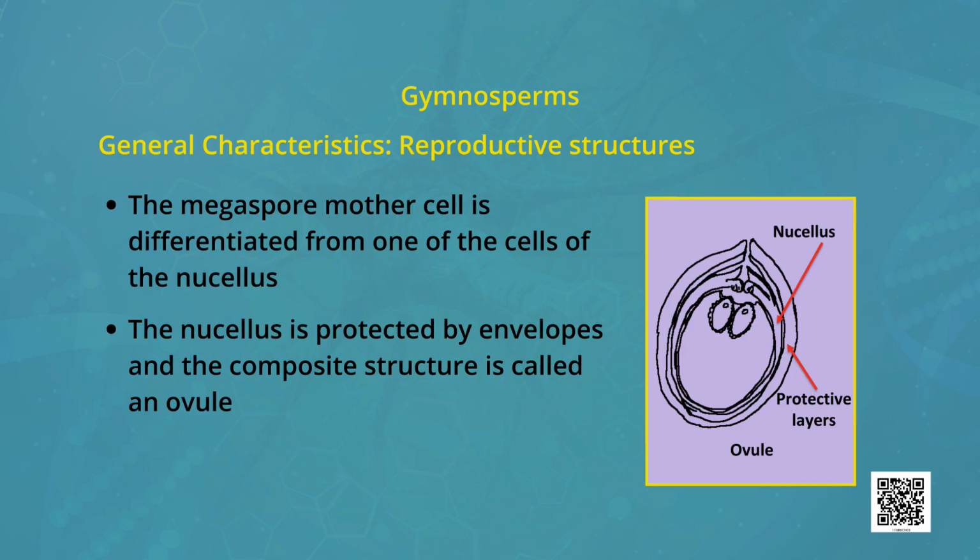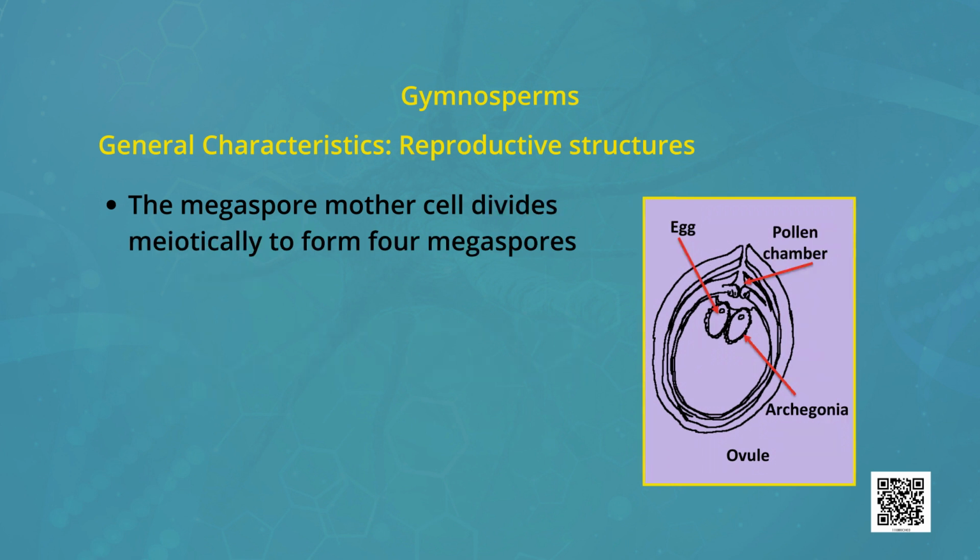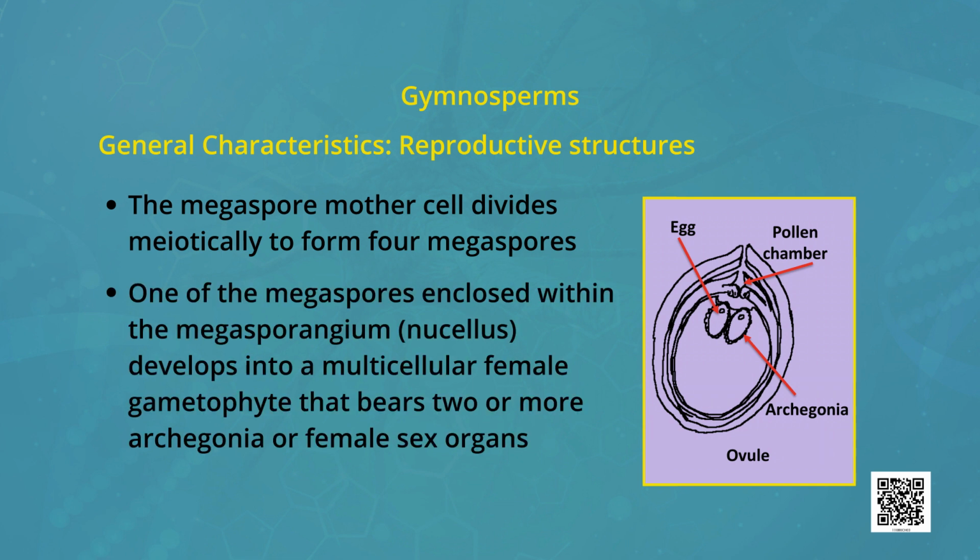As you can see in the diagram, within the ovule, which is also called the megasporangium, a megaspore is developed from one of the cells of nutritive tissue called nucellus. The whole structure is enclosed within protective envelopes. The megaspore mother cell divides meiotically to form 4 megaspores. One of these 4 cells develops into an egg cell. It is present within archegonia. There is a pollen chamber where pollen grains come and get deposited after pollination.